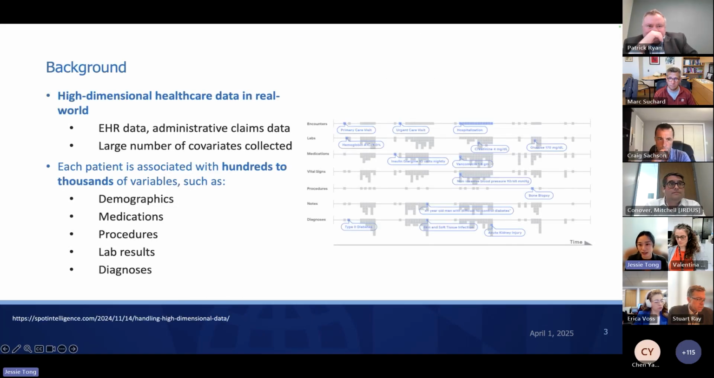High-dimensional data is very common in real-world settings, especially when we work with EHR data and also administrative claims data. In these data sources, we often collect a large number of covariates, and we want to capture different aspects and dimensions of a patient. So at the end, a single data set will capture, for example, hundreds or thousands of variables for each individual. These cover the patient's information from demographics, medication, procedures, lab results, and also diagnosis.